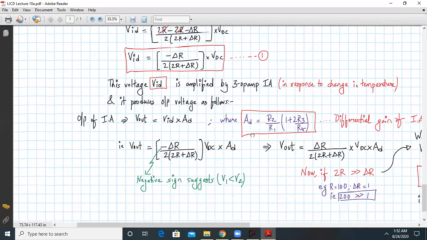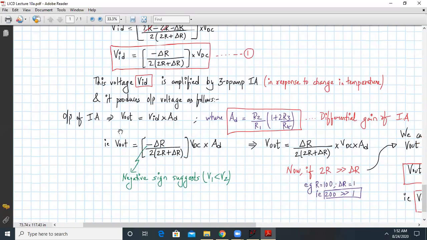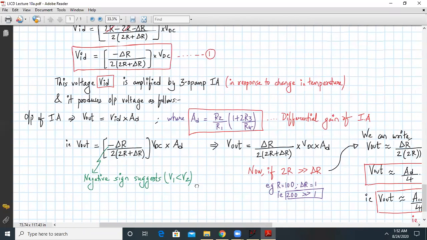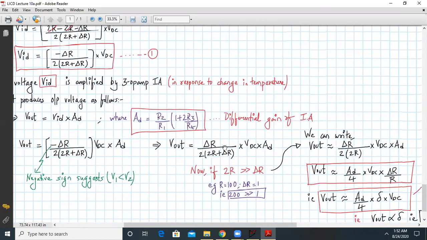Okay. So here we are writing the formula of Vout as minus VID into AD. VID is from equation number 1, and we write it as it is. Here one thing to notice is that the negative sign only suggests that the V1 voltage is less than V2, nothing else. So we have rewritten it over here.